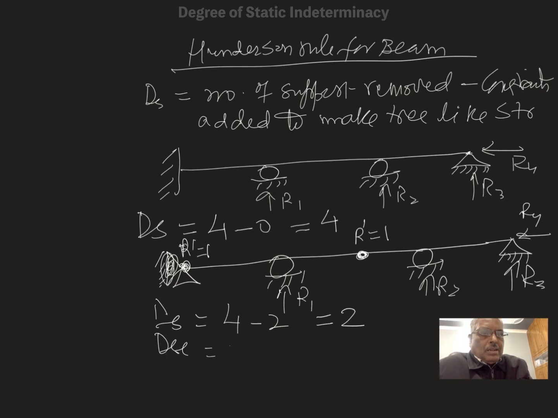Externally, R minus 3. R is how much? 6, so 6 minus 3 is 3. So DSI is 2 minus 3, which is minus 1.